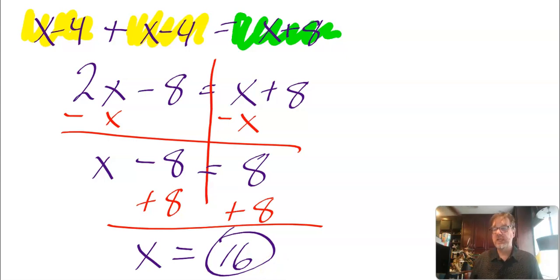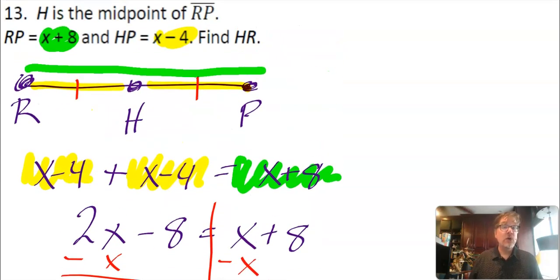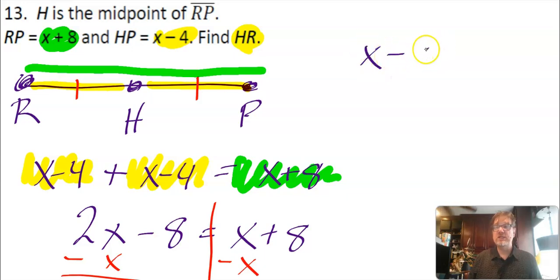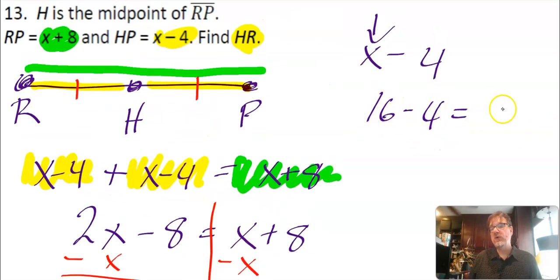Boom. Easy. Double check. Did it just want x? No, it didn't want x. It wanted HR. So 16, that's not the answer. Double check. It wants yellow. Every yellow is x minus 4. So we need to take the answer I got and plug it in for that x. What we said x was is 16. So 16 minus 4 is 12. 12 is the answer we want, not 16. Pay attention to what the problem wants or you will be marked incorrect.